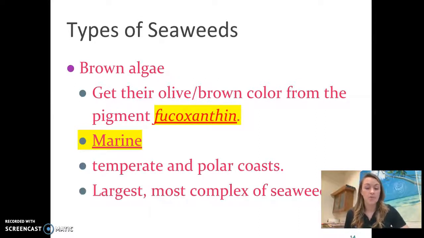All brown algae are marine, and we do find them in both temperate coasts, which would be something like the coast of North Carolina, and polar coasts, so a little bit more Arctic. These are the largest and most complex group of seaweeds within our macroalgae groups.